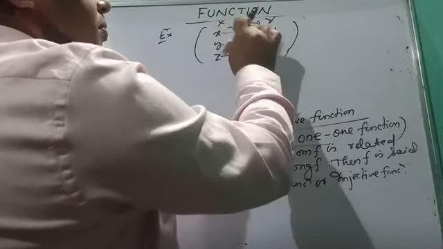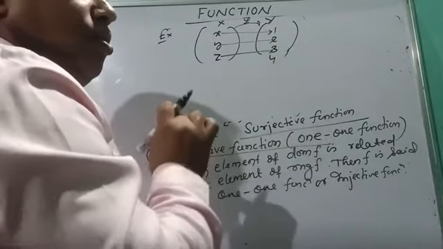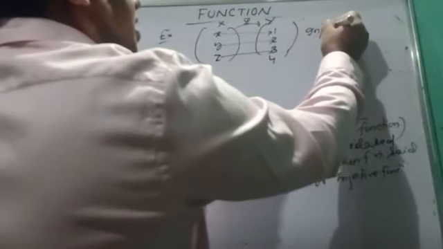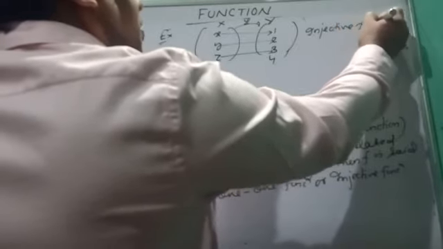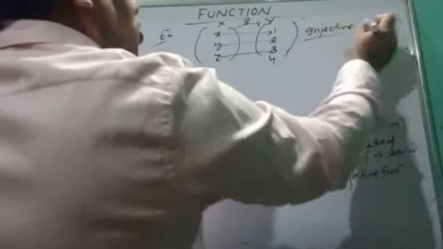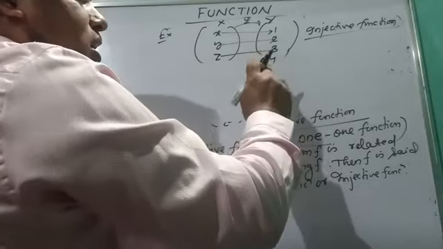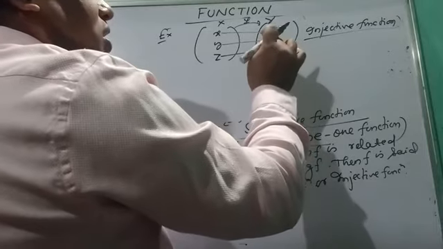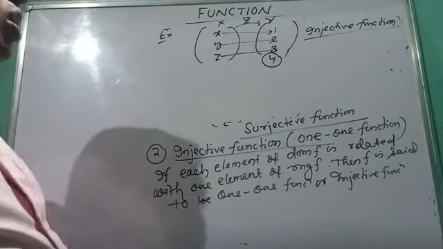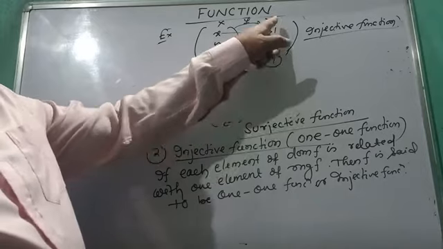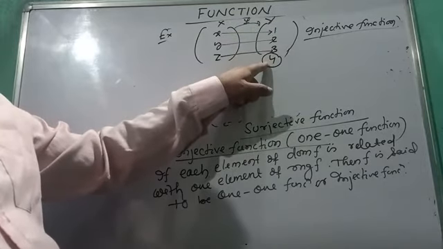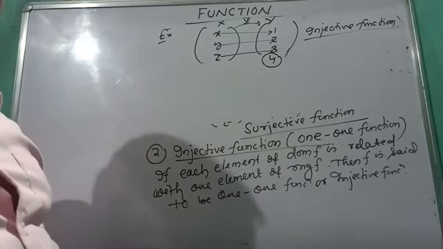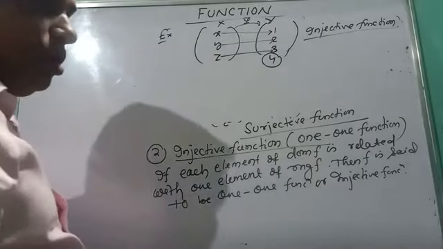So each element is related with one element of the range of f, then it is said to be an injective function. But this one is not a surjective function. What is surjective? The range of f should be the whole Y, but here the element 4 is left out of the range. So here the range of f is not entirely the set Y. This is not a surjective function. The previous example was only surjective, not one-one. So this one is an injective function.